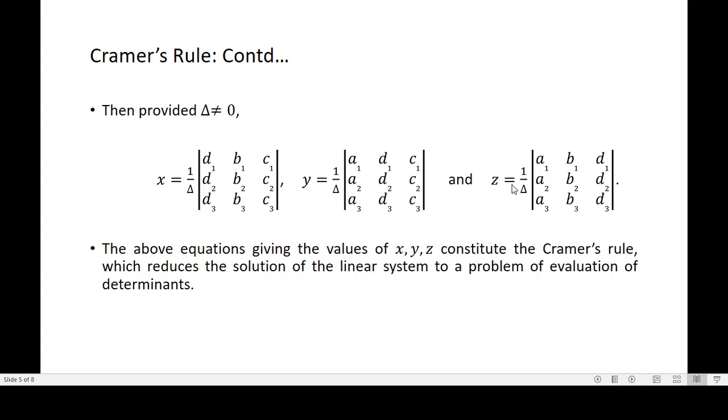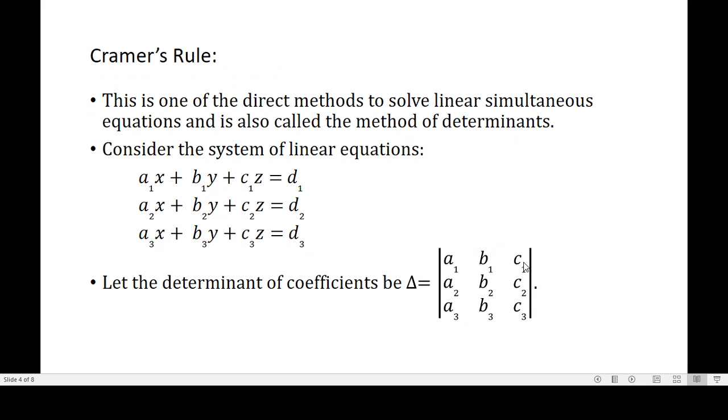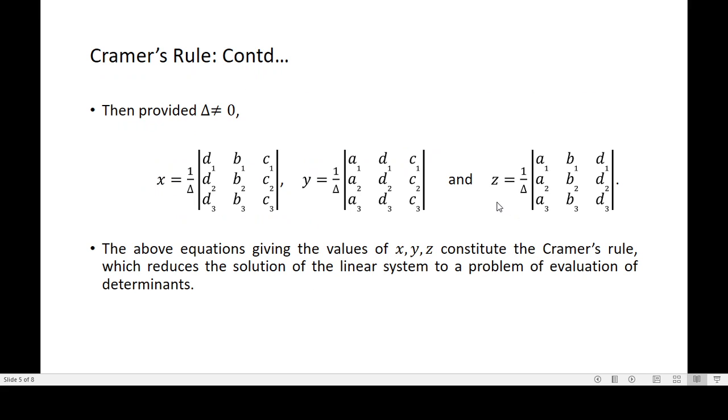And z is equal to 1 divided by delta into the determinant of a1, a2, a3, b1, b2, b3 and d1, d2, d3. That is, in delta, the third column elements are replaced by d1, d2 and d3 respectively. The first and the second column elements remain the same. So evaluate the new determinant and divide by delta, that gives the value of z. Therefore, if delta is not equal to 0, we find x, y and z using this method. This is known as Cramer's rule, but this method fails if delta is equal to 0.